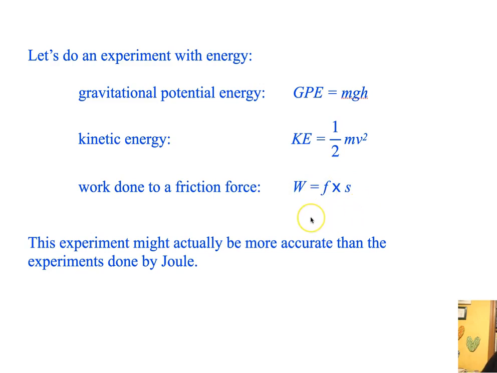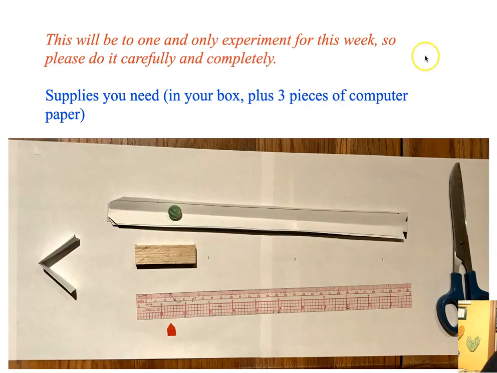Now the experiment we're going to do is probably more accurate than the experiments that were done by Joule. And by the way, the unit of energy and work is called the joule. That's the unit that's used. There's an appendix in the textbook on all the units that are used in physics, and joule is the unit for energy. So now here, what do we need? We're going to do one experiment, and we're going to do it carefully and completely. And I encourage you, by the way, to go beyond this if you so choose.